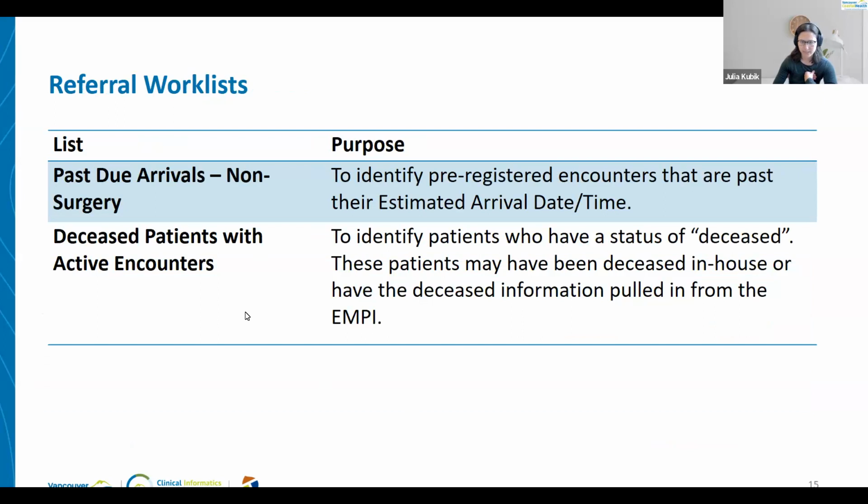This is something that's accessible in PM office, so often the clerk can access this. These are work lists related to encounters. For example, there's one called past due arrivals non-surgery. That would be a list of encounters that are past their estimated arrival date time. And the other one would be deceased patients with active encounters. Hopefully this is not happening often, but if there were patients with a status of deceased, that would also show up in this work list. Hopefully you're using the first one more than this one, but these two you will have access to.